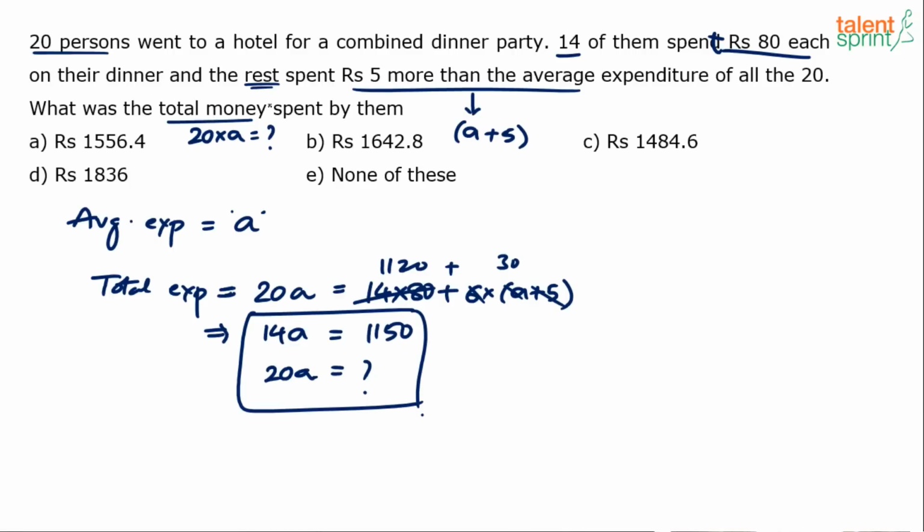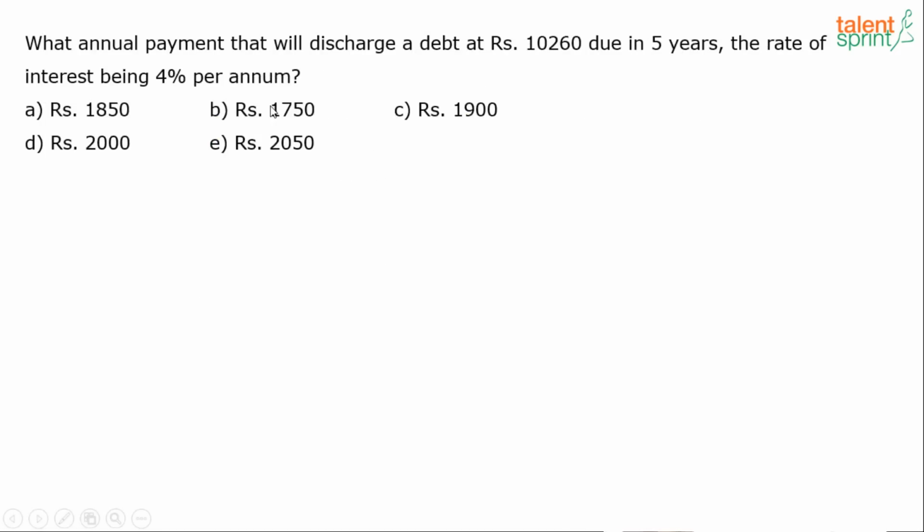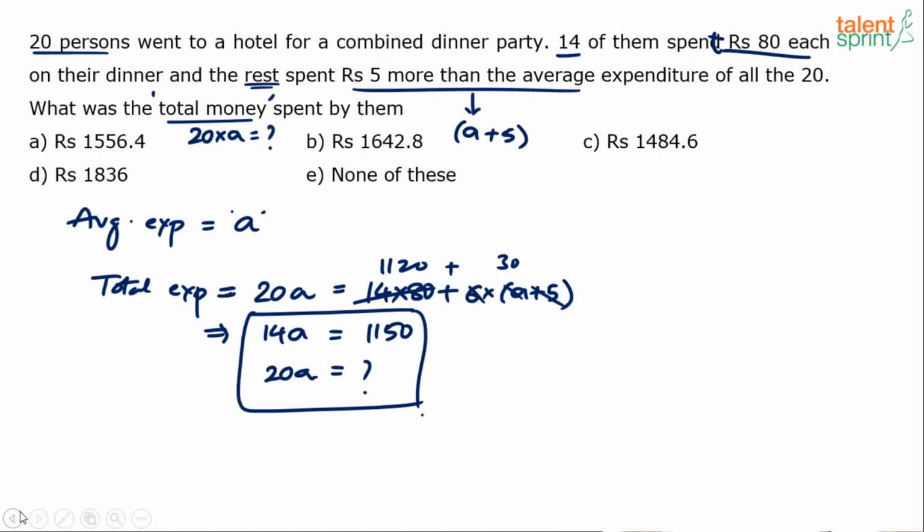Read the question carefully. They can also ask you to find out the average money spent. Average money spent will be A. Total money spent will be 20A. So 20A is equal to what is the question here. Simplify this to get the answer. You getting it? Simplify this to get the answer. So this question mark here should be equal to, if you see, 1150 into 20 divided by 14.